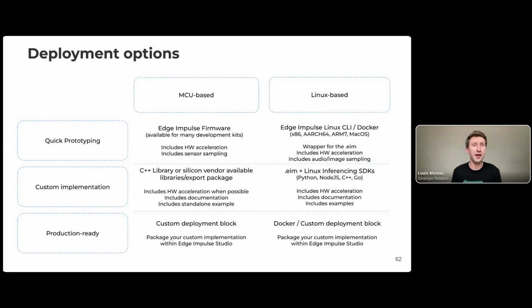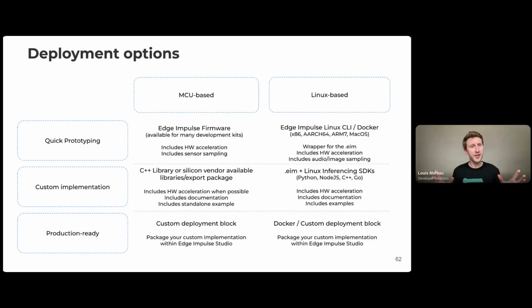And we also leverage hardware acceleration on x86, AArch64, ARMv7, or macOS. And basically what it is, it's a wrapper for the .eim file, which is our Edge Impulse models for Linux. And we also provide audio and image data sampling.